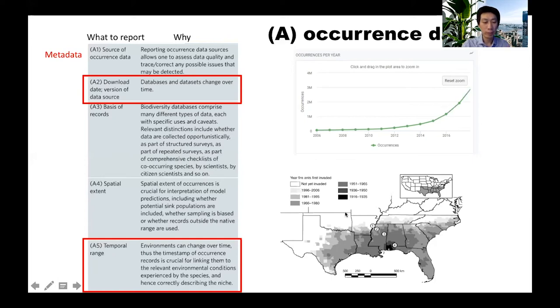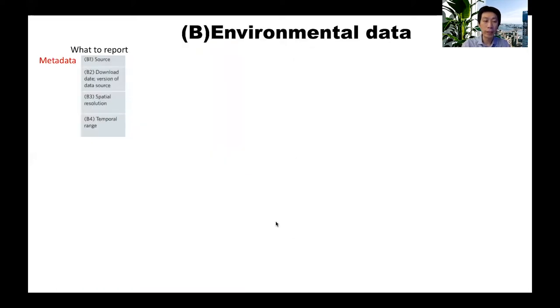Okay, so I'm just going to mention those two points about the metadata of occurrences. Next, I want to talk about the metadata of the environmental data. Obviously, we want to report the source. We also want to report the download date or the version of the data source, as well as the spatial resolution and temporal range.